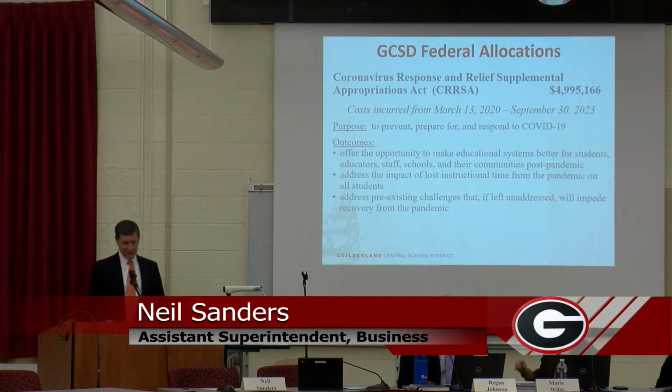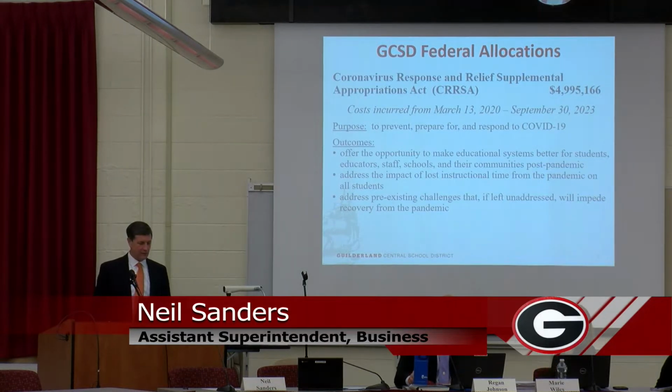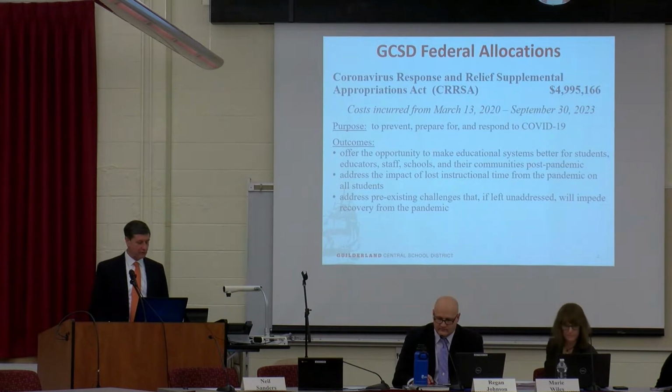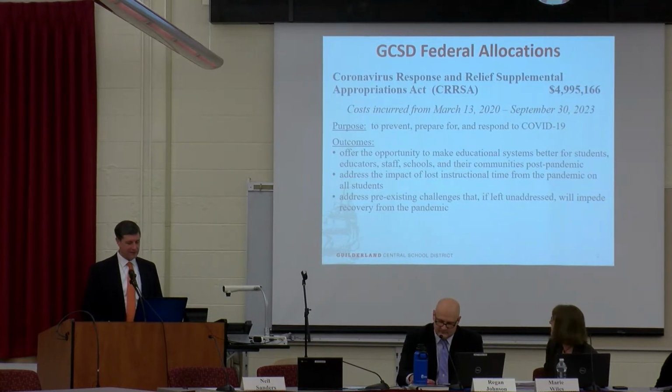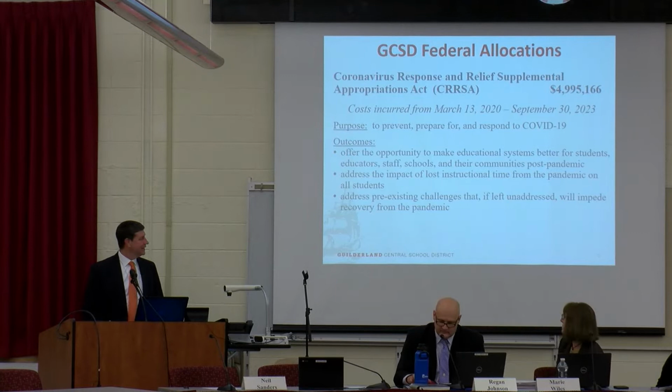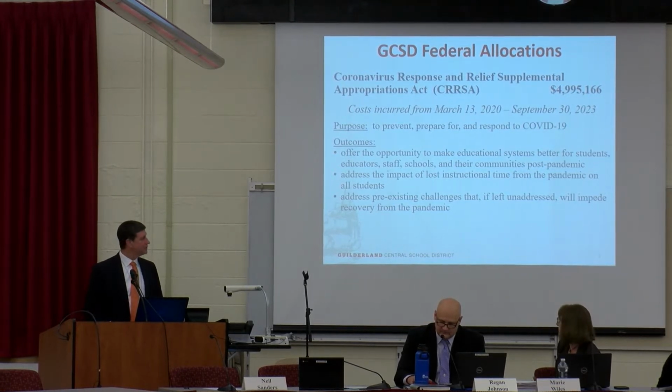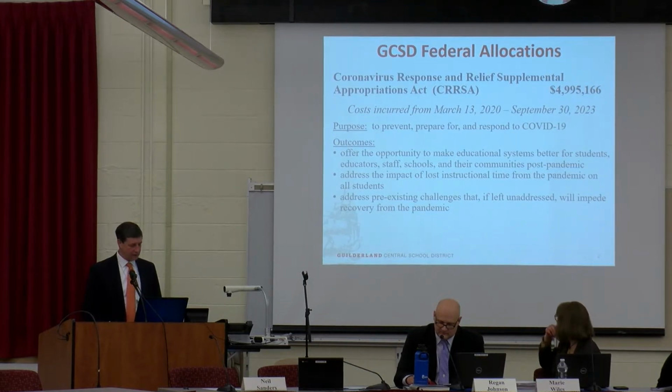So the first thing we want to talk about is a little bit about the allocations. There are two components to the federal money, and this is the first component. This is the Coronavirus Response and Relief Supplemental Appropriations Act, otherwise known as CRRSA. The district's allocation for CRRSA funds is $4,995,000. Both of these cover different time periods, so it's important to know the difference. This will fund costs incurred from March 13th, 2020 to September 30th, 2023.